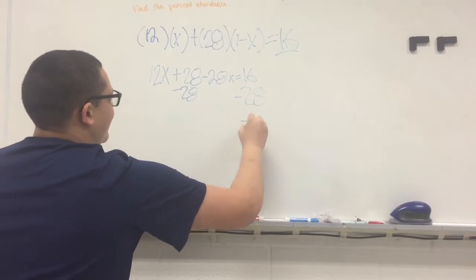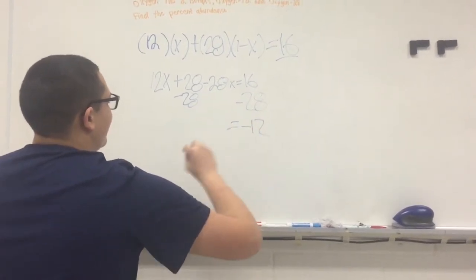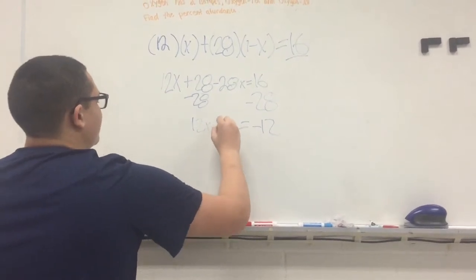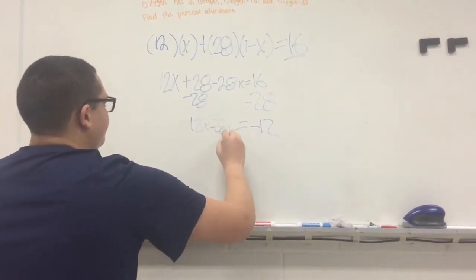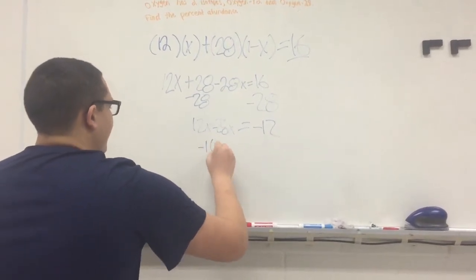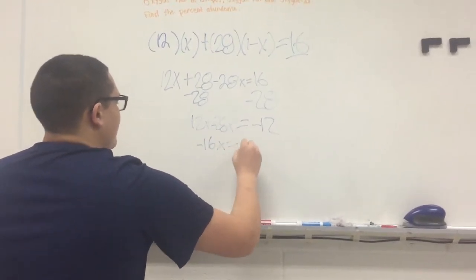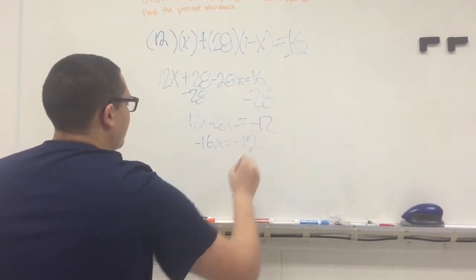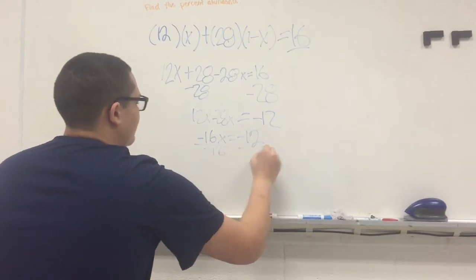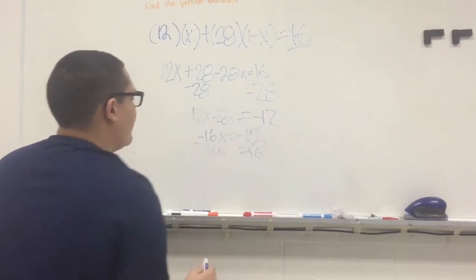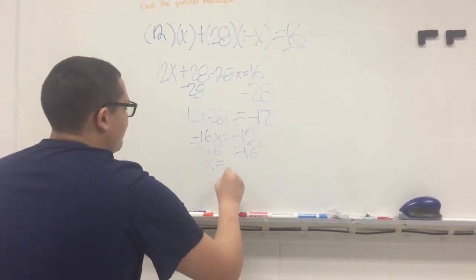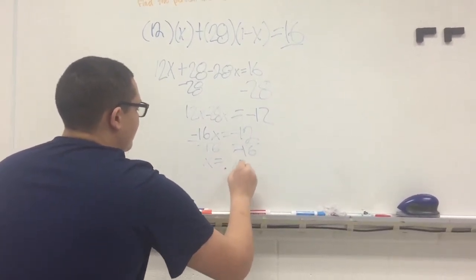16 minus 28 equals negative 12. And that negative 12 equals 12x minus 28x. You can simplify this to negative 16x equals negative 12. So now you divide by negative 16 on both sides, and that gives x equals 0.75.